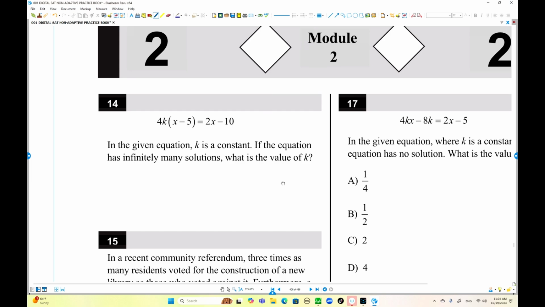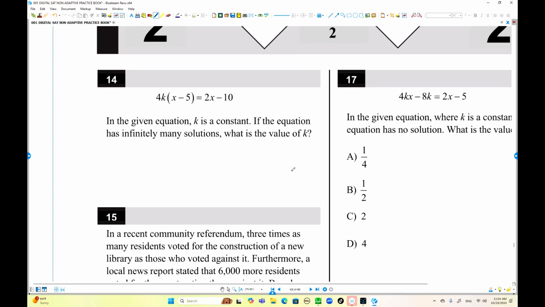Number 14. The equation has infinite solutions. That means both side expressions must be equal. Like 2x equals 2x, for any value of the variable they are equal, right? That has infinitely many solutions. So both side expressions must be equal.